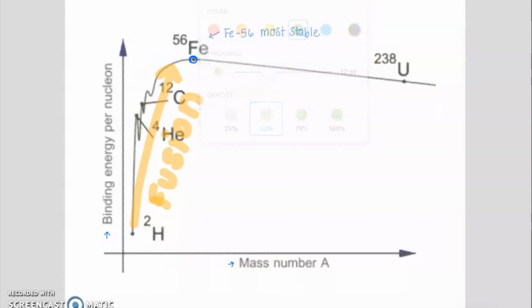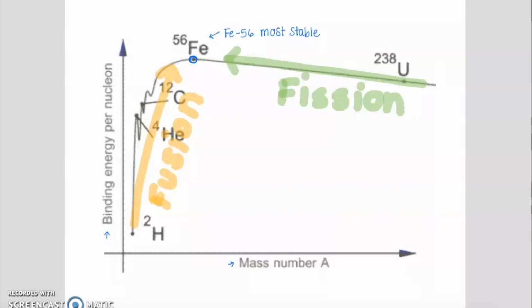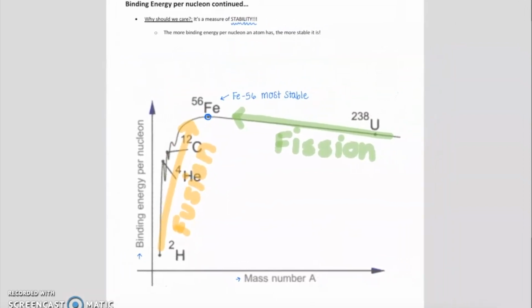And on the right side over here, these elements are going to undergo fission. They are going to split apart into other elements in order to become more stable. So when I say why should we care about that binding energy per nucleon? Well, it talks about stability, our most stable element being iron-56, and then helping us make predictions about what other elements are going to do in order to become more stable, in order to get closer to that higher binding energy per nucleon, getting closer to iron-56.